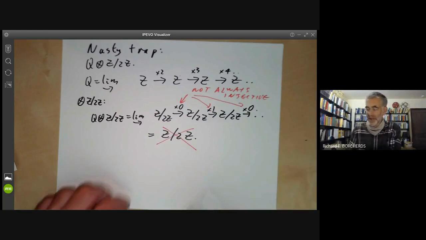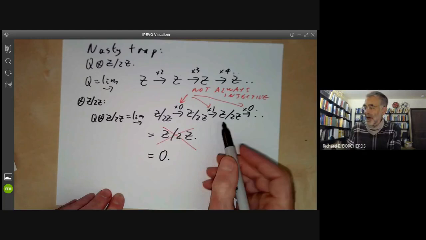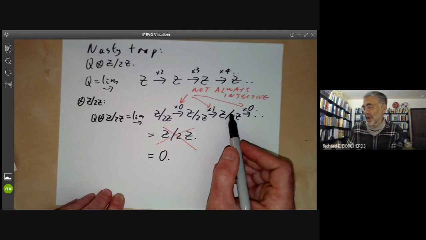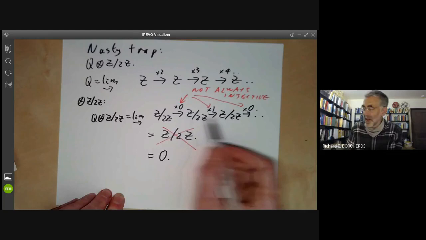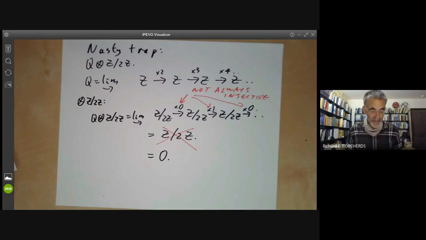And this means the direct limit is actually 0, because if we take any element here, for example, nothing much happens to it if we pass to here, but if we then go to here, it becomes a zero element. So every element in one of these Z modulo 2Z's eventually becomes zero. So the direct limit of all these modules is zero, not Z modulo 2Z, as you might think if you were being a little bit careless.